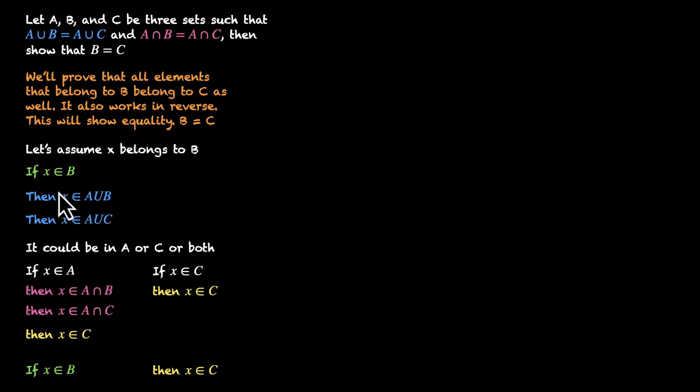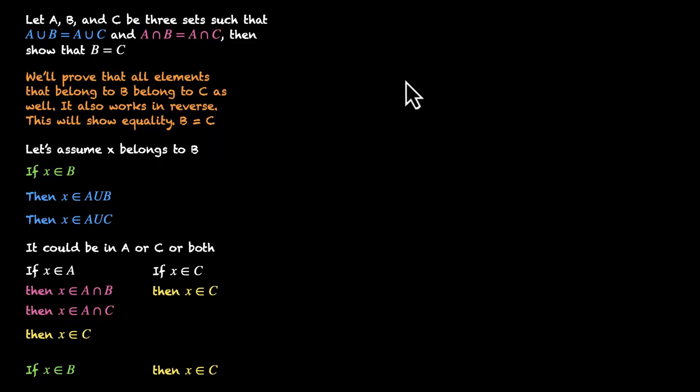And we might as well have started with X belongs to C. We could have started with C and reached the same conclusion for B. This would have worked the same way. There's nothing special about B. So if all elements in B are in C and all elements in C are in B, then we can say that both B and C are the same sets. B is equal to C.